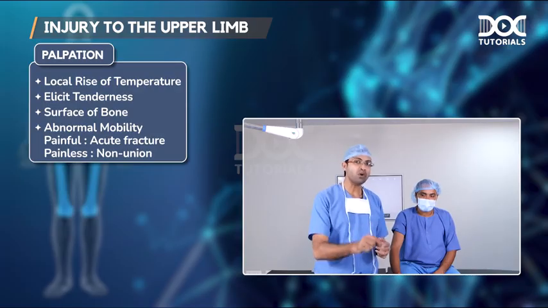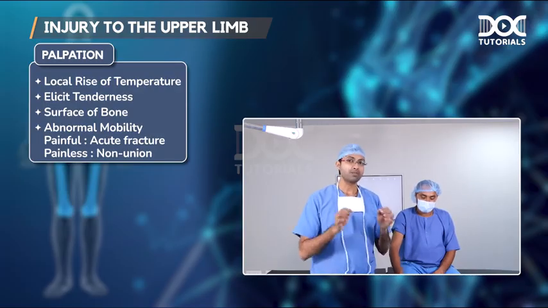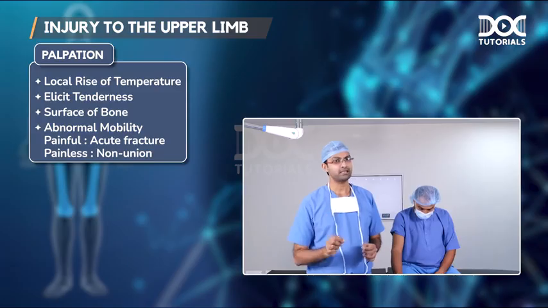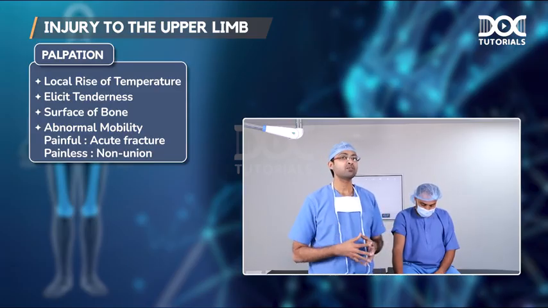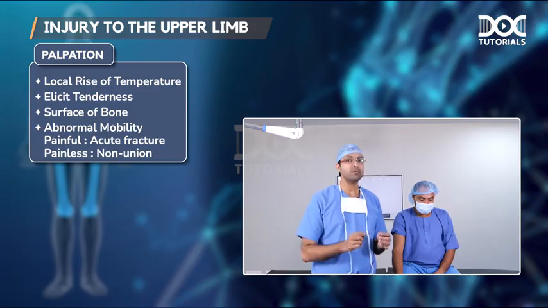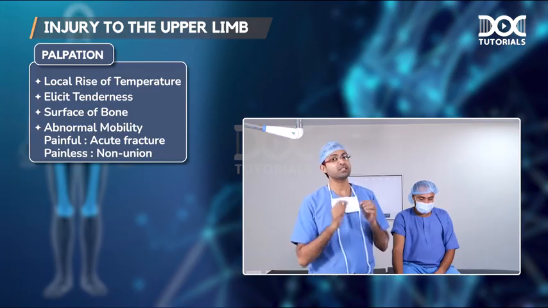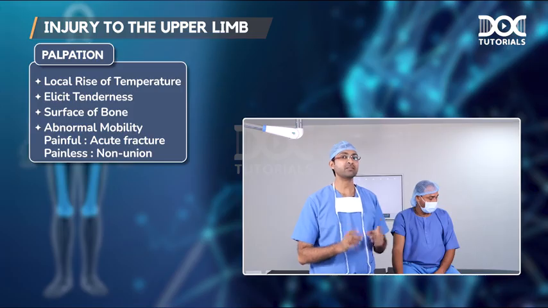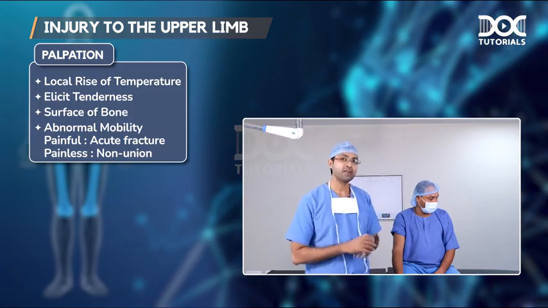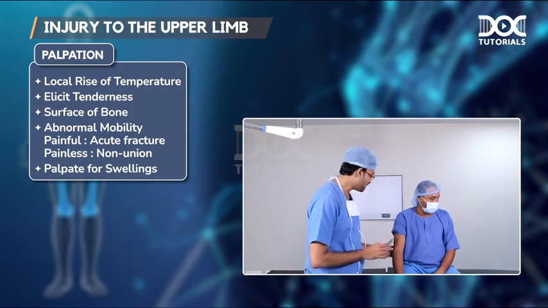In the case of non-union, you will get abnormal mobility which is painless. Again, non-union is a very important case for your exam. So remember, if there is abnormal mobility at a particular site which is painless, it indicates what? It indicates non-union. And finally, you have to palpate for any swellings.